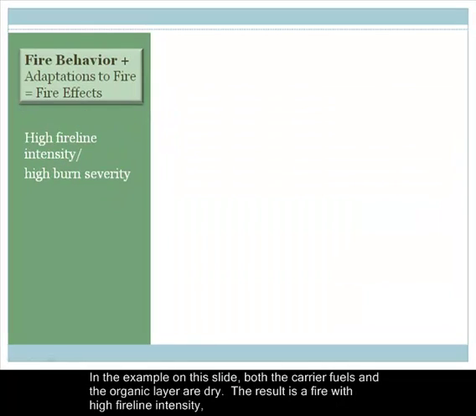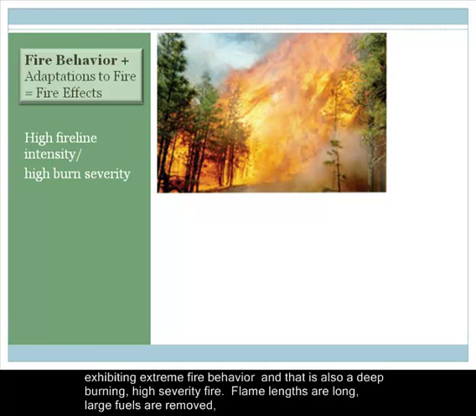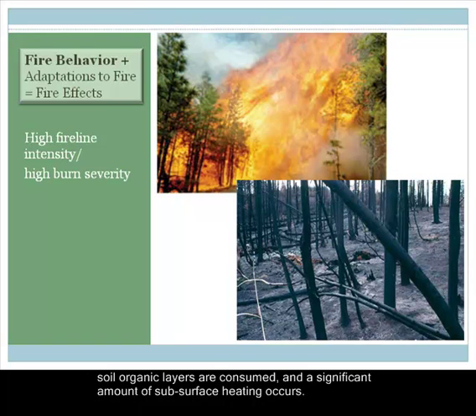In the example on this slide, both the carrier fuels and the organic layer are dry. The result is a fire with high fire line intensity, exhibiting extreme fire behavior, and that is also a deep burning, high severity fire. Flame lengths are long, large fuels are removed, soil organic layers are consumed, and a significant amount of subsurface heating occurs.